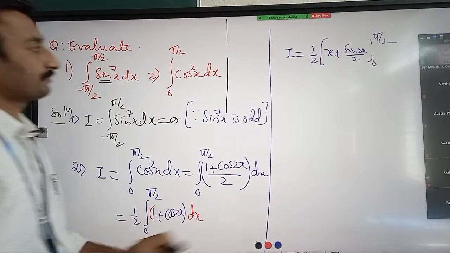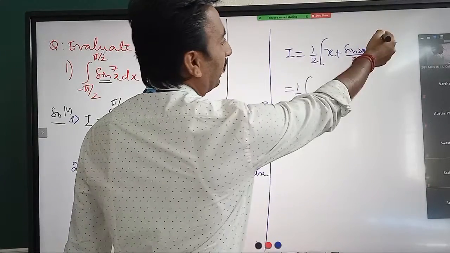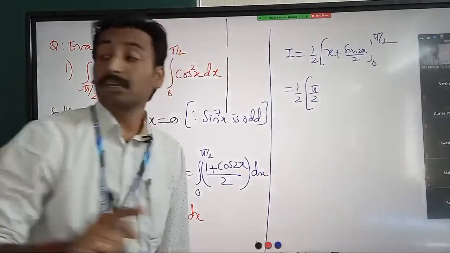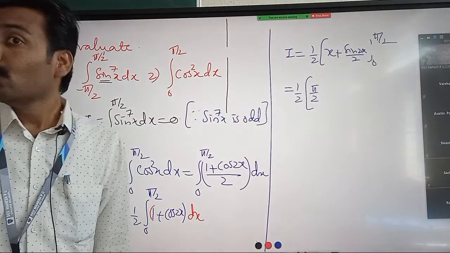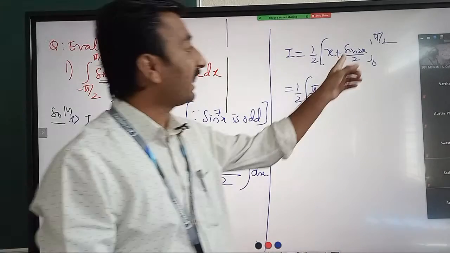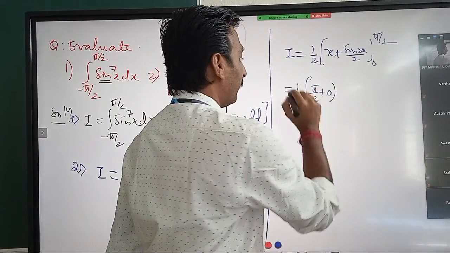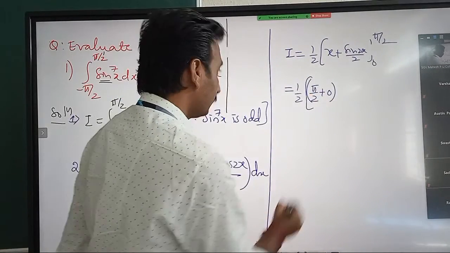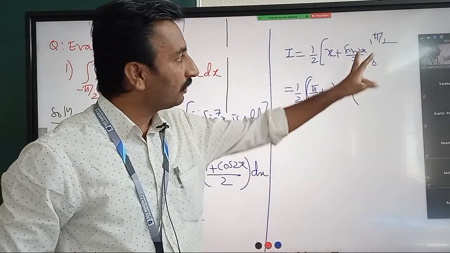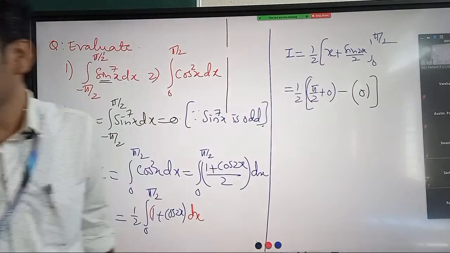Next term. Let us take the upper limit, 1 by 2, let it be outside as it is. If I take x equal to pi by 2, it will be pi by 2 only, whereas sine 2 times pi by 2: 1 pi by 2 is 90, 2 pi by 2 is 180. But sine 180 is 0. So plus 0, it is my upper limit value. Minus lower limit. If I take x equal to 0, it is 0. Sine 0 is also 0. So the lower limit complete value becomes 0 only.